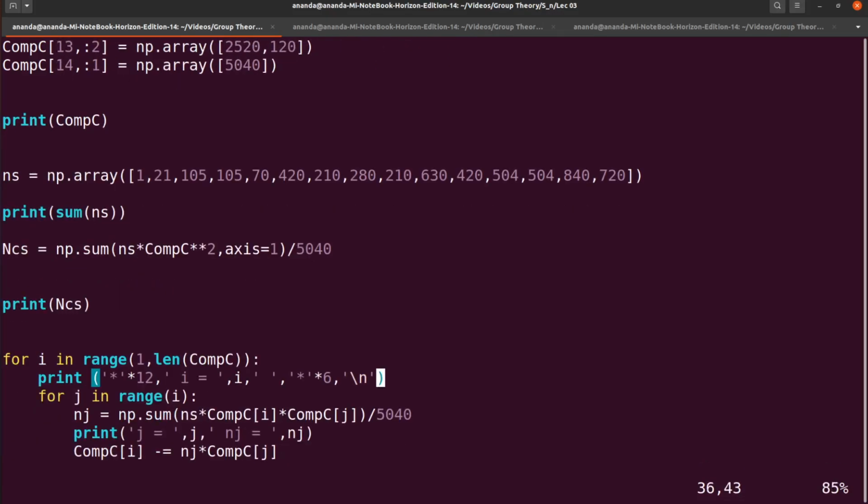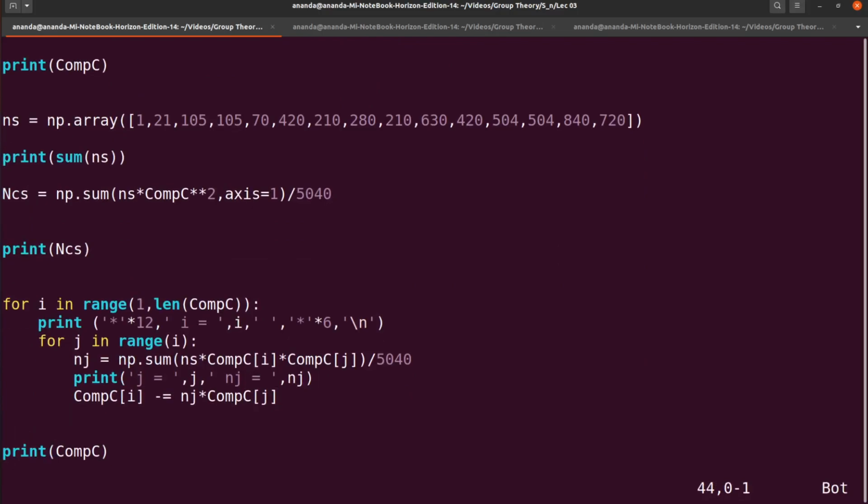And then the entire job essentially is done here. So what we do is we go through the rows of our compound character table one by one. We start at row number 1, not row number 0, because row number 0 I already know is a simple character. We start after that.